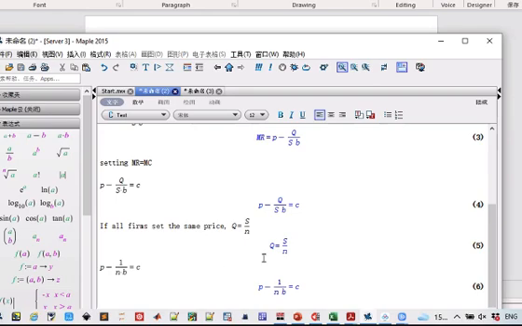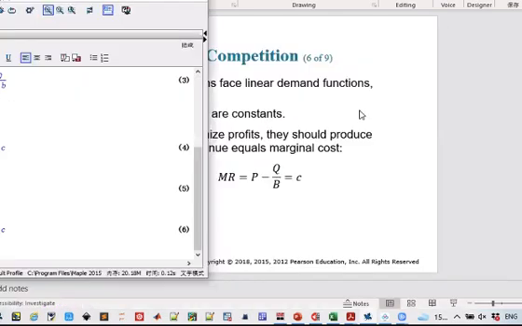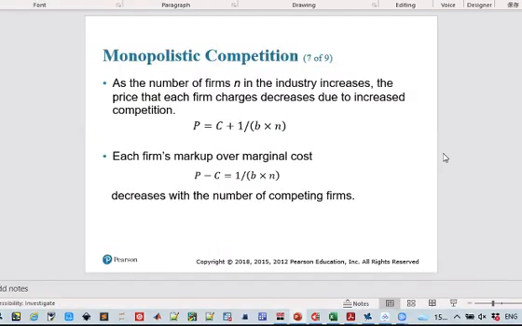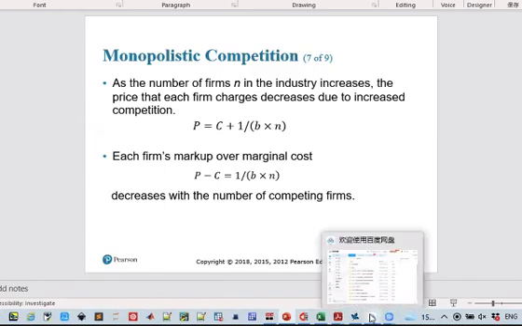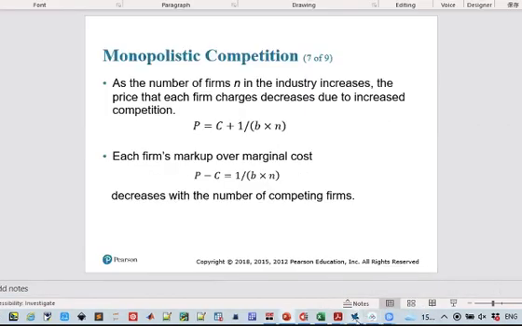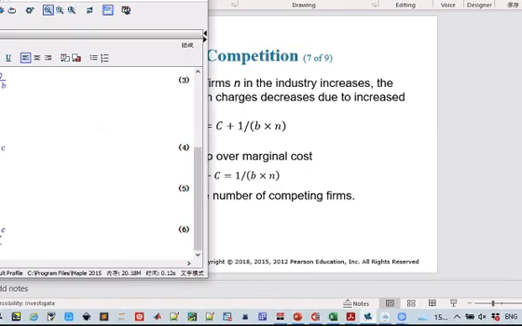Eventually, Q equals S over N, you replace that, the S will cancel out, and you are only left with the N here, and then you keep the B there. So that's the equation we have. This is the equation we have, the same as the one in the textbook.